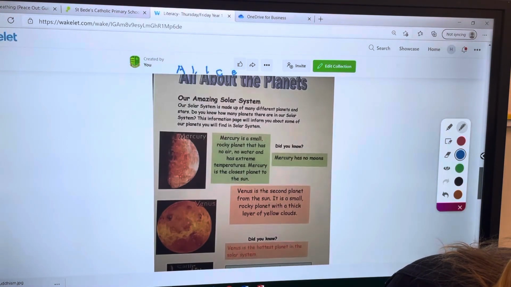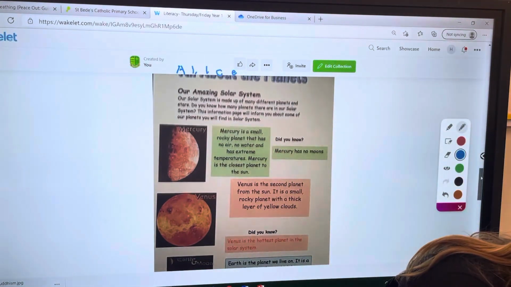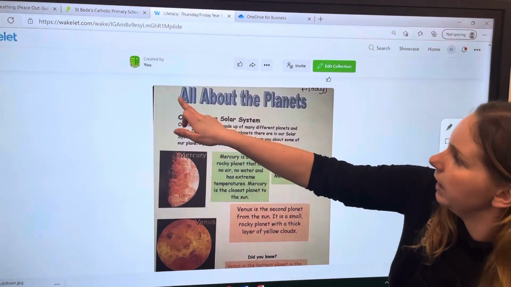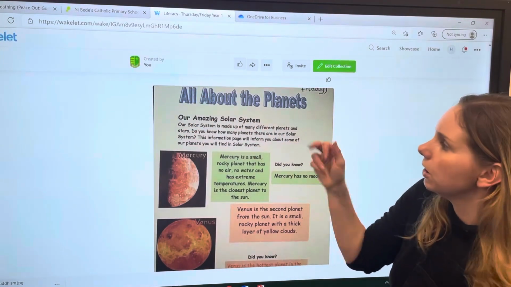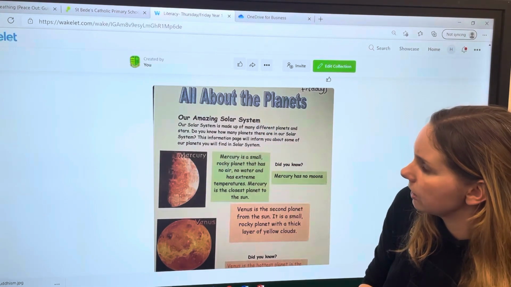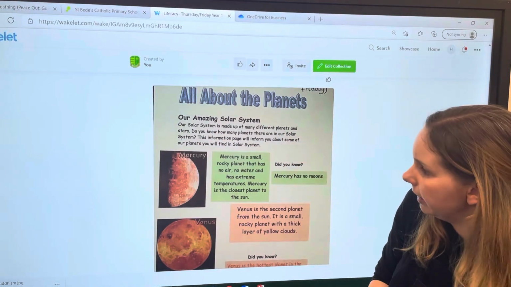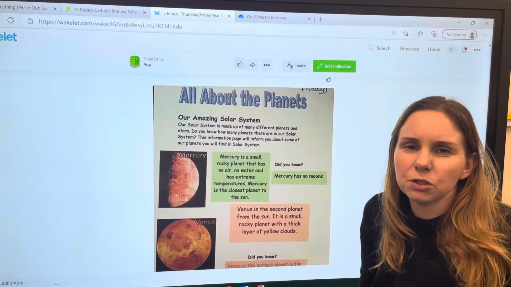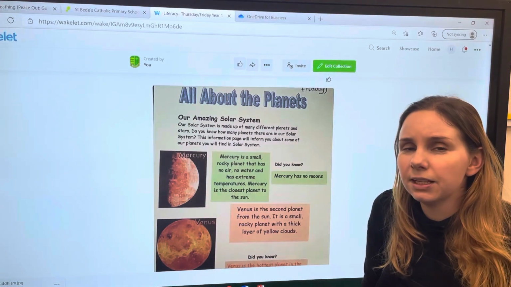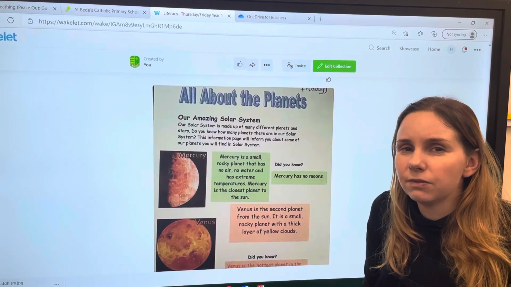And then, okay, we've got an example which Miss Davenport has put up here. So here Miss Davenport has used a title, All About the Planets. She's put her subheading, Our Amazing Solar System, and then she's put her paragraph of information in there. And then if you aim to write, okay, year 1s, around 2 sentences for each one. So you might have 2 pictures or 2 keywords for each subheading.